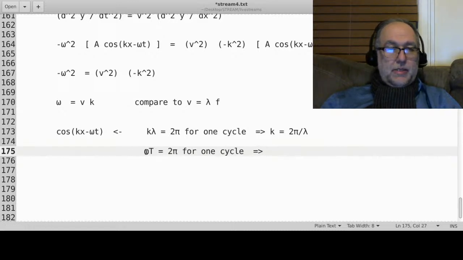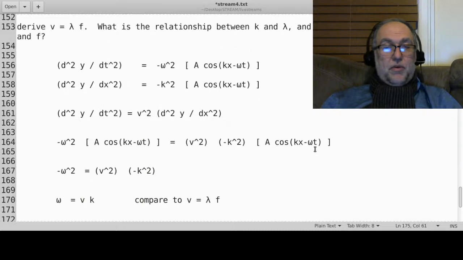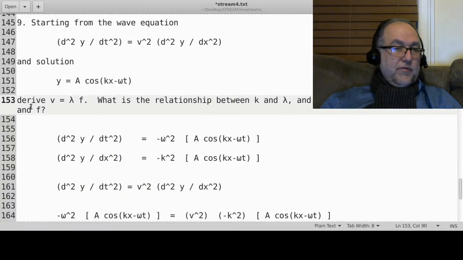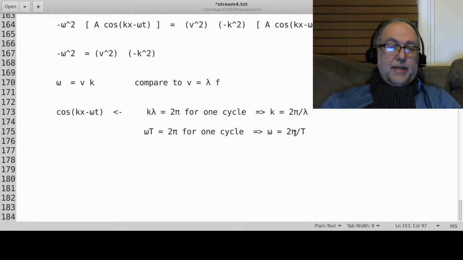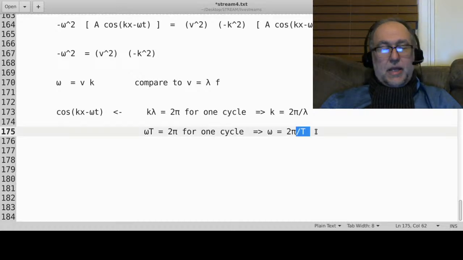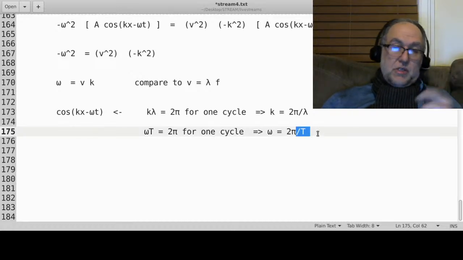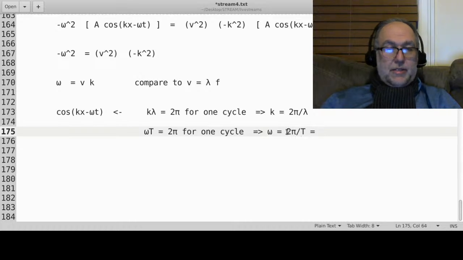And so here's another one. You can write that omega is equal to 2 pi divided by capital T. But I didn't ask for the relationship between the angular frequency and the period. I asked for it between the angular frequency and the linear frequency. And just remember that the linear frequency is the reciprocal of the period. So you could write that 1 over T is the same as f. Okay, so there's our second relationship.